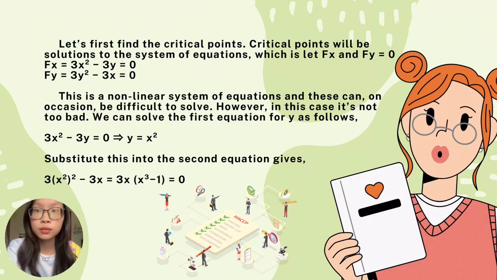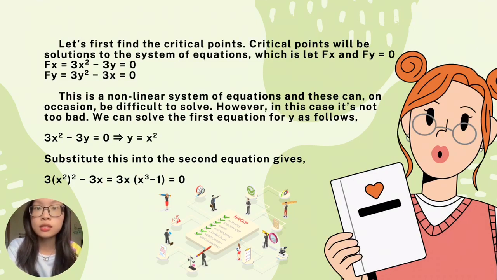Differentiate f with respect to x equals 3x squared minus 3y equals 0. Differentiate f with respect to y equals 3y squared minus 3x equals 0. This is a nonlinear system of equations, and this can, on occasion, be difficult to solve. However, in this case, it's not too bad. We can solve the first equation for y as follows. 3x squared minus 3y equals 0, which is y equals x squared.